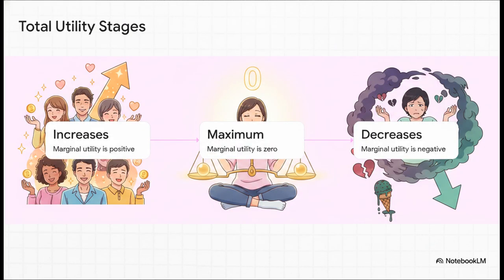So, let's put it all together to see the whole sequential life cycle of satisfaction. Step 1. Total utility increases as long as marginal utility is positive. Even if that extra bit of satisfaction is tiny, as long as it's above 0, your overall total happiness is still growing. Step 2. Total utility peaks. It reaches an absolute maximum when marginal utility hits exactly 0. This is the exact moment you are fully satiated. You're done. One more unit does absolutely nothing for you. And step 3, total utility actually decreases when marginal utility goes negative. Disutility sets in. You pushed past your limit, and now consuming more is actively making you worse off.